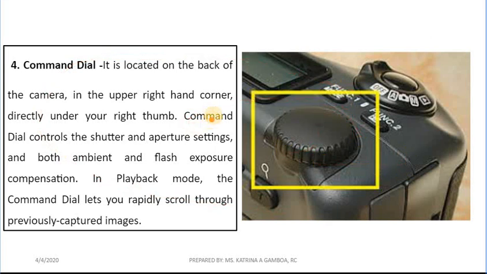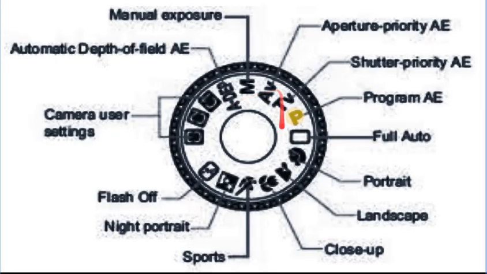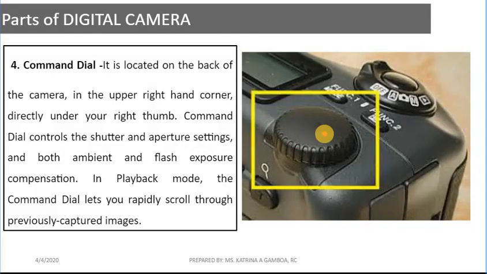So, iba yan sa ating ano ha, iba po to sa mode dial, okay? Usually, command dial para lang sa mga pag-next, ganyan. It is located on the back of the camera, in the upper right-hand corner, directly under your right thumb. So, it commands dial controls for the shutter and aperture settings and both ambient and flash exposure mode. In playback mode, the command dial lets you rapidly scroll the previously captured images. Usually, itong command dial, sometimes ito na yung plus mode or parang minus mode. Yung papunta sa next, papunta dun sa preceding, ganyan lang siya. Or pwedeng yung pang zoom in, pang zoom out nila. Yan yung command dial nila.